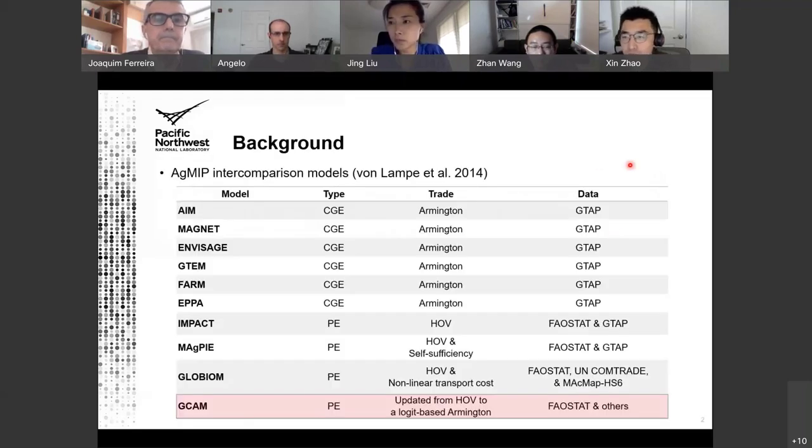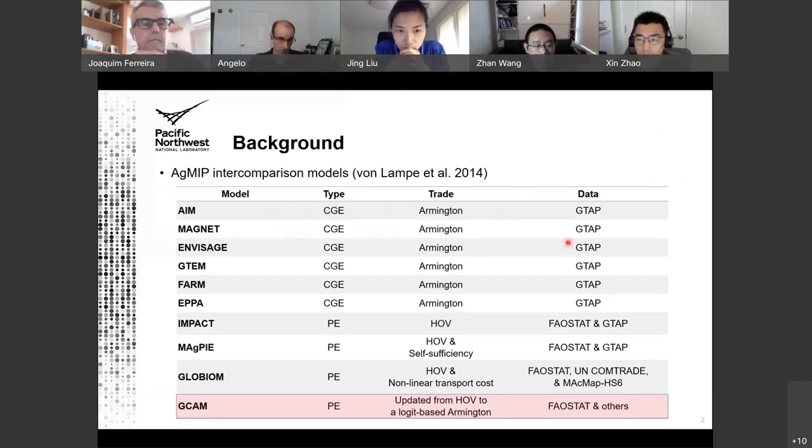Let's get started with a very brief background. This table shows a comparison of the models in terms of their trade modeling that participated in the AgMIP model intercomparison project. Basically, this Armington approach is very widely used for empirical trade modeling, and all those models are still very widely used for different purposes. Particularly for GTAP-based CGE models, almost all of them are Armington-based trade models. On the other hand, for partial equilibrium models, the Heckscher-Ohlin-based fully integrated world market modeling is still being used with different additional constraints across different models.